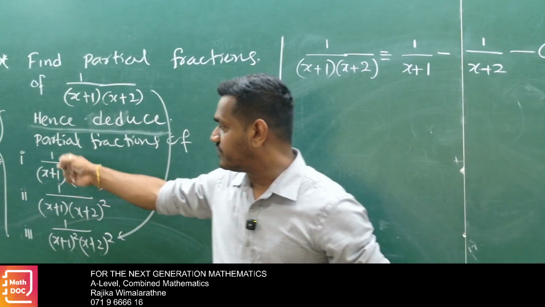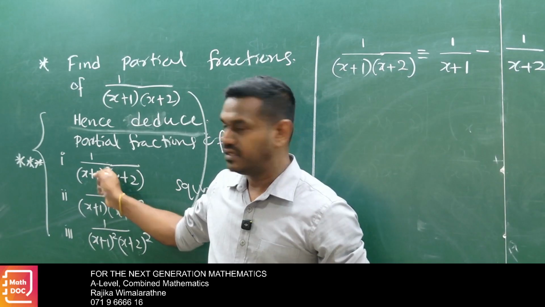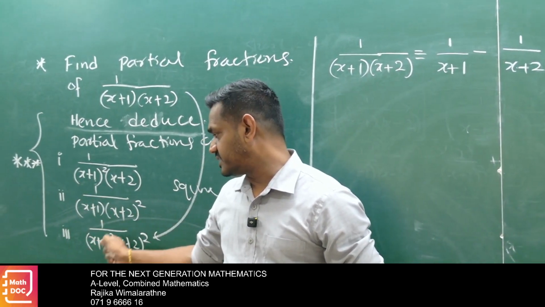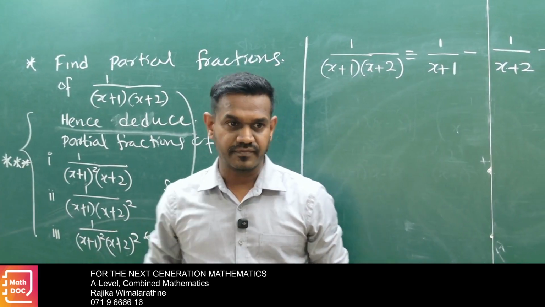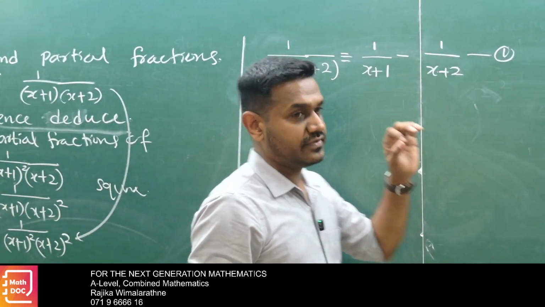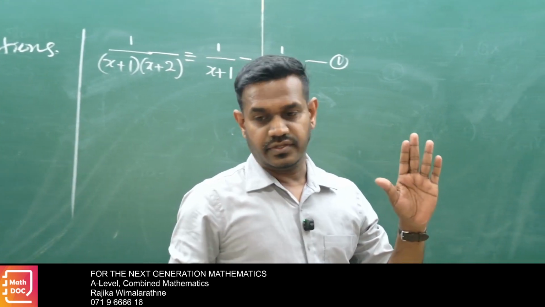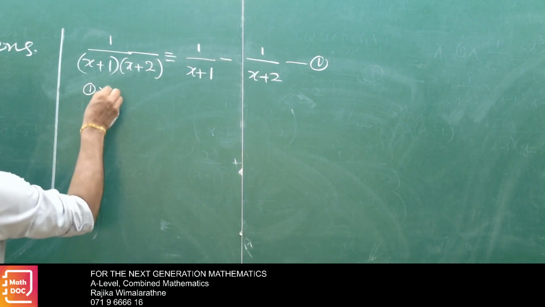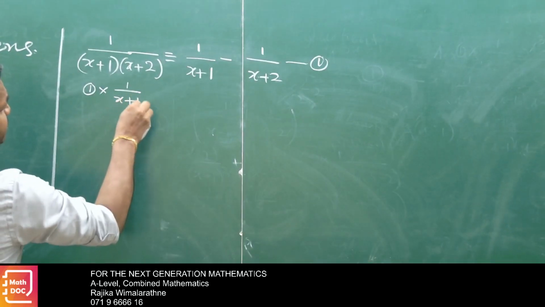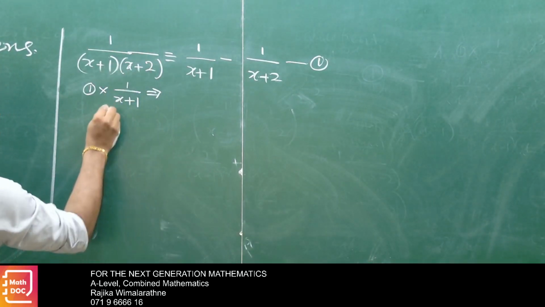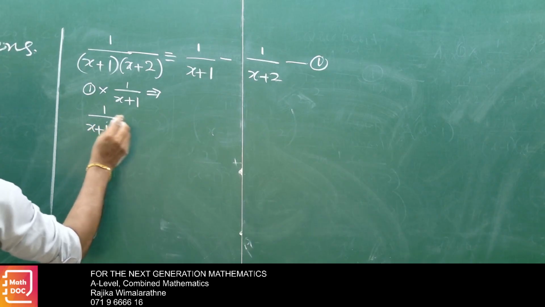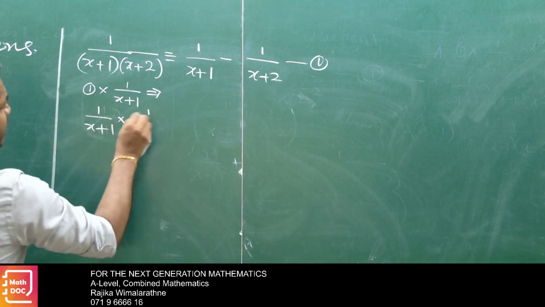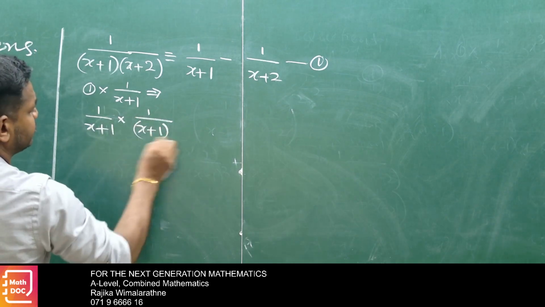Now we need 1 over x plus 1 squared and 1 over x plus 2 squared and 1 over x plus 1 squared, x plus 2 squared. Then here this relation, first relation, you have to raise power by 1, no? Then multiply by 1 over x plus 1. Then 1 over x plus 1 times 1 over x plus 1, x plus 2.